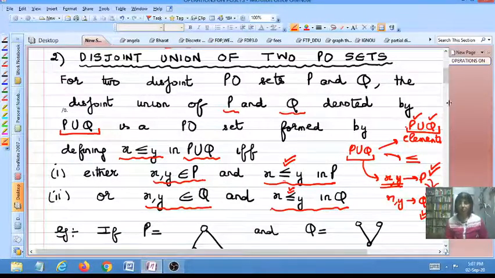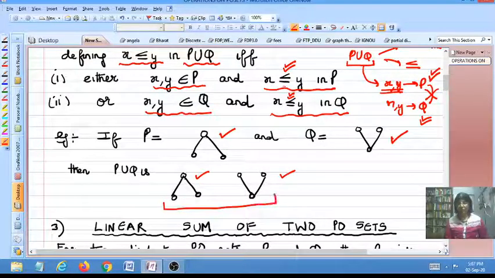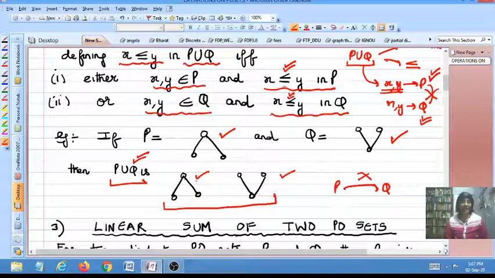So that way, if you draw the Hasse diagram for the disjoint union, if this is the Hasse diagram for P and this is the Hasse diagram for Q, you just have to place the two Hasse diagrams side by side, and when you place them side by side you get the Hasse diagram for the disjoint union P union Q, because we are not defining any relation between the elements of P and the elements of Q. There is no relation, we are not defining that. So in the Hasse diagram of the disjoint union, P and Q have just to be placed side by side. That would give you the Hasse diagram for the disjoint union.